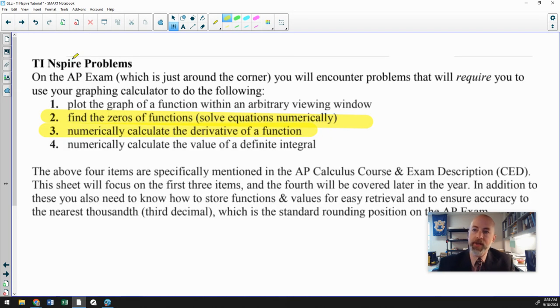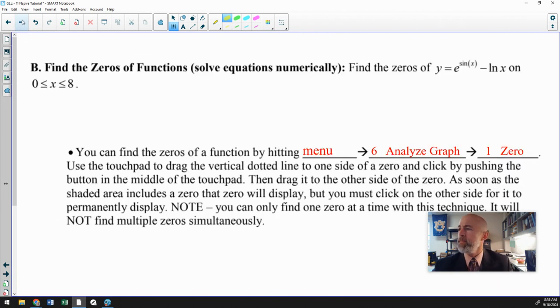I'm sorry, I forgot about this. These are the four functions on a graphing calculator that you must be able to perform on the AP Calculus exam. I covered number 1 in another video. In this video, we'll cover numbers 2 and 3. Number 4, calculate the value of a definite integral, I'm going to do in a separate video later on in the school year. My students have not yet gotten to antiderivatives and definite integrals yet, so I'll do that one as I get to it with my students.